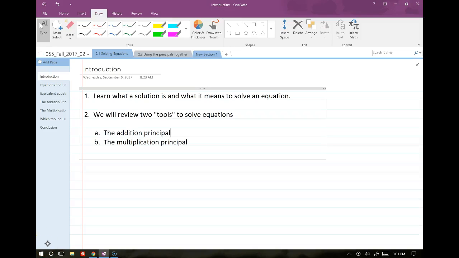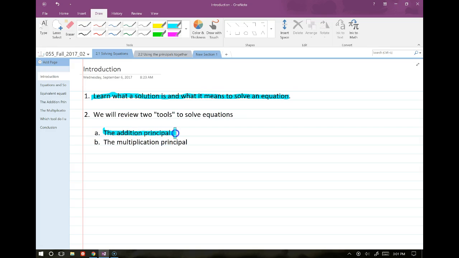All right. So today we're going to be going over 2.1 and 2.2. These are mostly all about solving equations and the tools that we use to solve those equations. So in this 2.1, we're going to learn what a solution is and what it means to solve an equation. And then we're going to review two tools to solve equations.